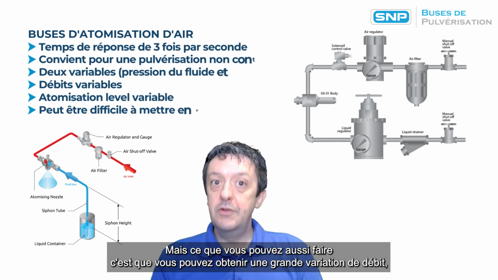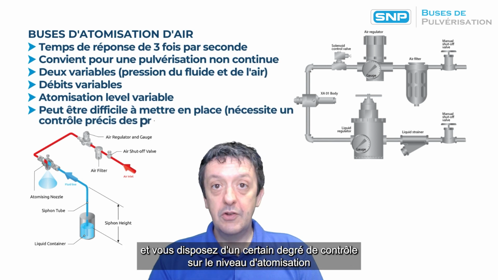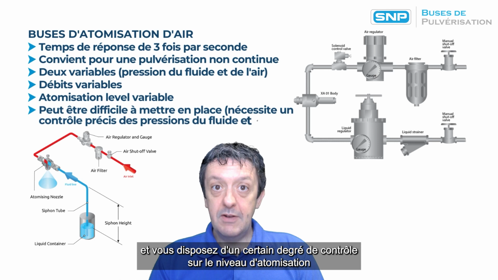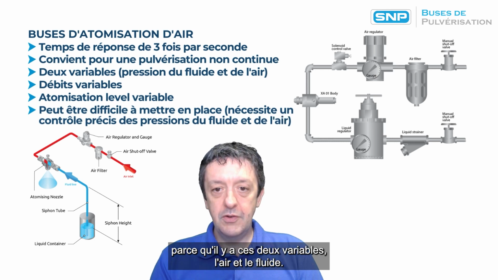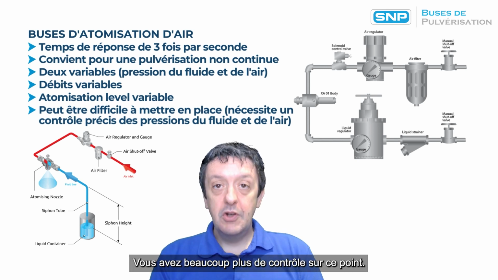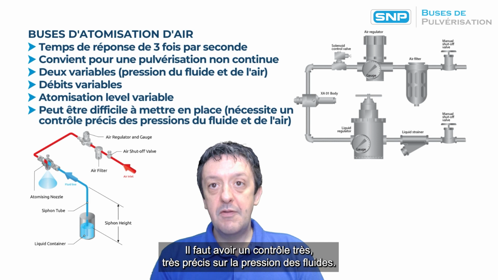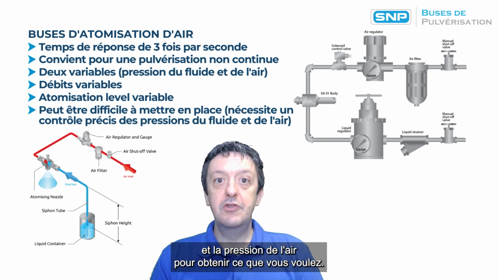But what you can also do is you can get a big variation in flow rates, and you've got a certain degree of control over the level of atomization as well, because you've got those 2 variables, the air and the fluid, and if you know what you're doing, you can get a lot of different spray types out of a single nozzle setup. You've got a lot more control over that. However, that control can be quite tricky to set up. You've got to know what you're doing, and you've got to have very, very precise control over the fluid and the air pressure there in order to achieve what you want.